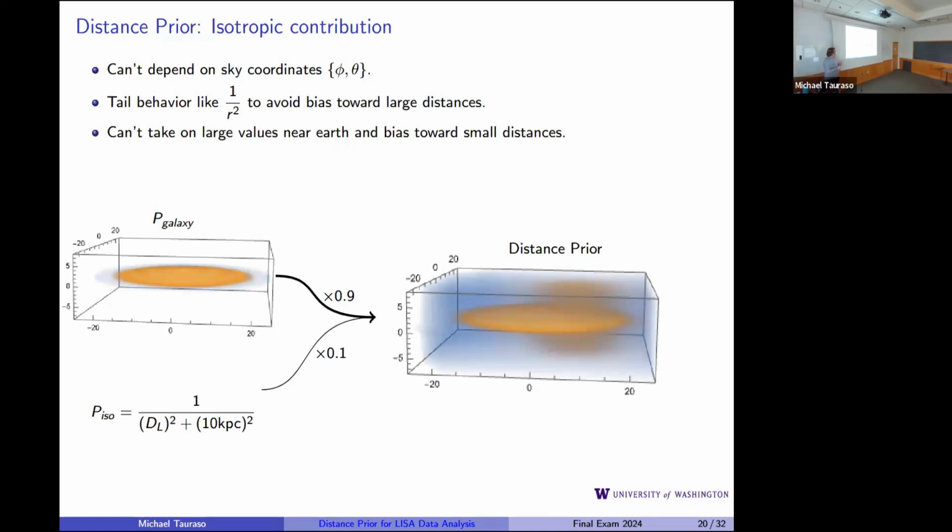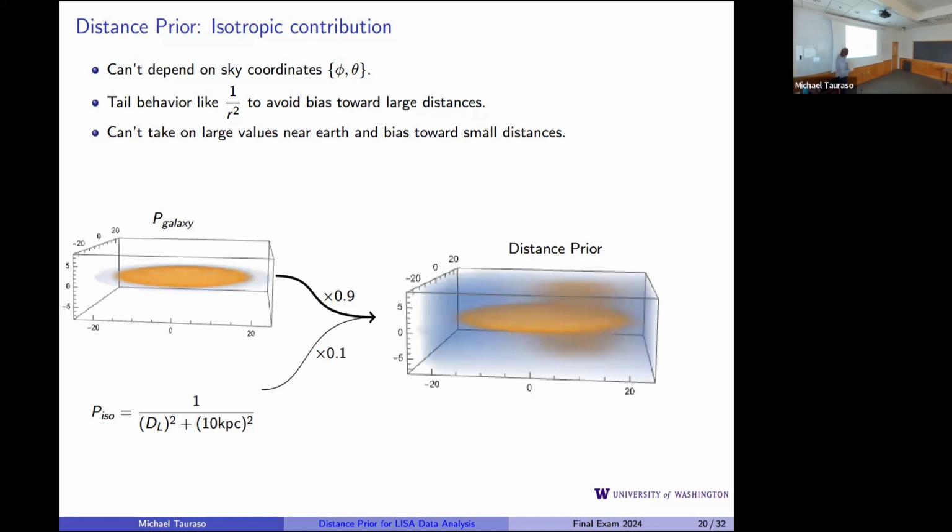So we're trying to come up with an isotropic contribution, so we can't really depend on the sky coordinates. We would like the far away parts to act like 1/r squared, because there's more volume far away and we want it to fall off in a way that doesn't introduce a whole bunch of prior weight really far out. But the problem with 1/r squared is it takes really large values near the origin of your coordinate system, so you can't use it because it would only provide prior support for things right near Earth.